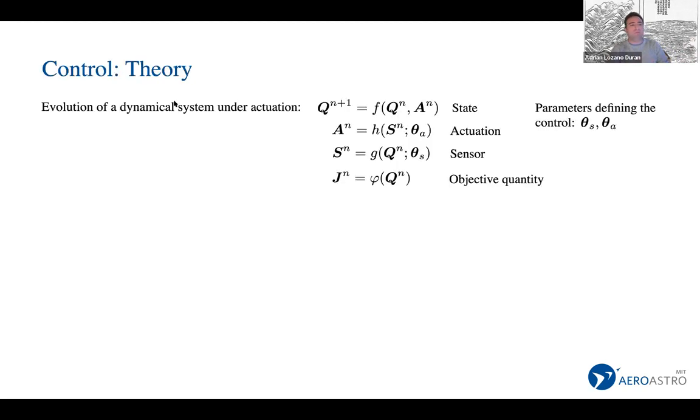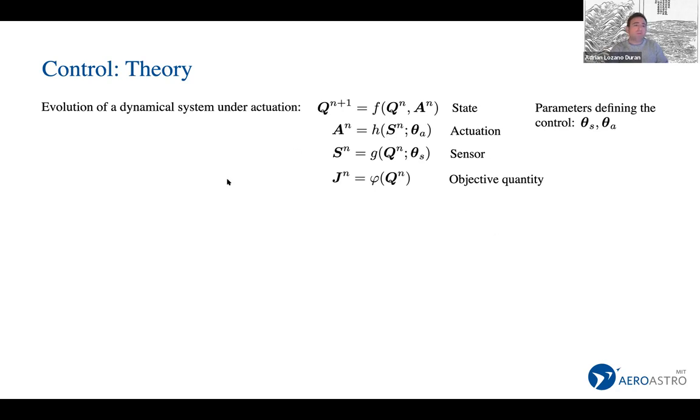So if we pose the problem, I follow the same notation as before, the evolution for a dynamical system under actuation. The first equation is the same equation I've been describing up to now, but now there is a small modification, there is this A, and this A is the actuation. So now I have another equation for the actuation, and the actuation A depends on S, and S is another equation, the sensor, and the sensor depends on the state at the present time. And then there is J. J is the quantity that I want to optimize. So usually I don't want to optimize the full state Q. I just want a subset, for example, the skin friction. And that's a function of my state vector. And the actuator and the sensor, you see here, these thetas, they are the control parameters. So this is what I want to find.